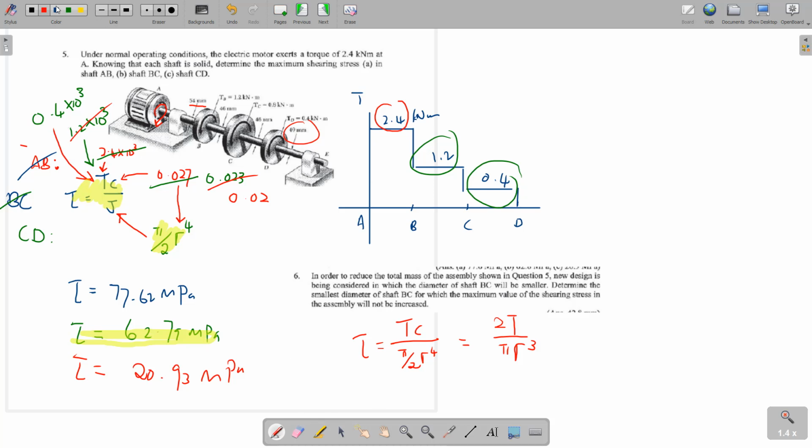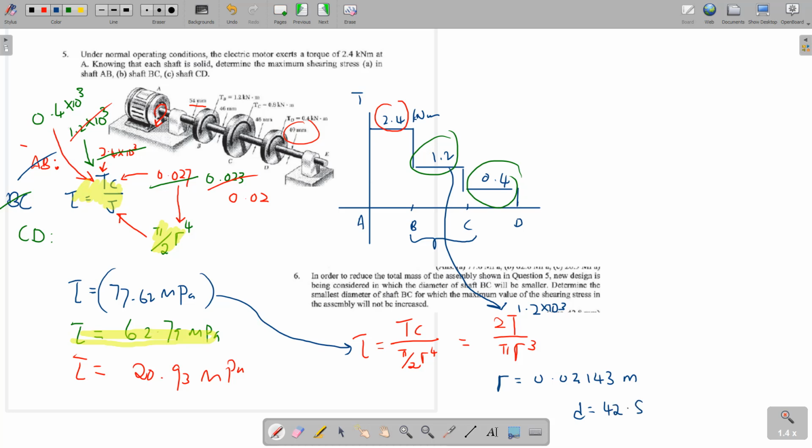Okay, what should I use for the tau? Obviously, this is the value, the value for the shear stress tau. It should be used over here. What should I use for the torque? We are referring to the portion B to C, so it is going to be 1.2 kilonewton meter, and the only unknown is the radius r. So if we solve for that radius r, it is going to give you 0.02143 meter, and the diameter is twice the radius, 42.86 millimeter.